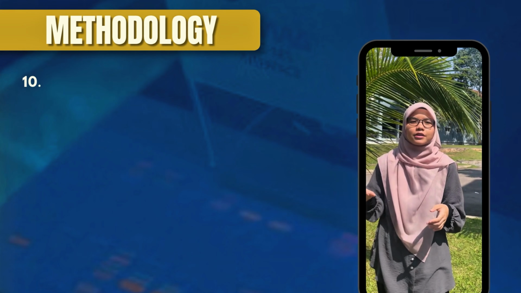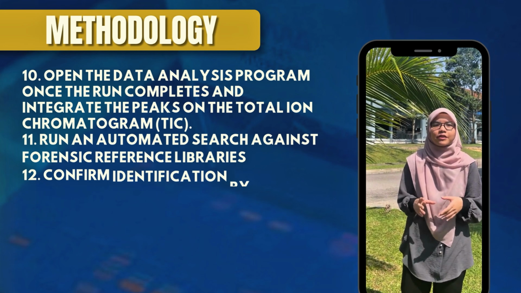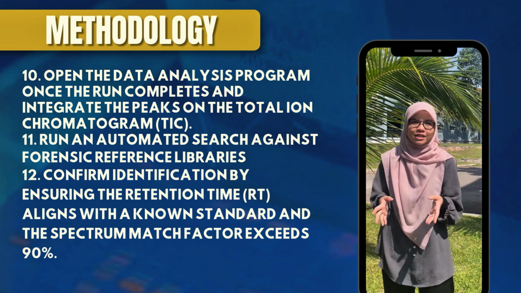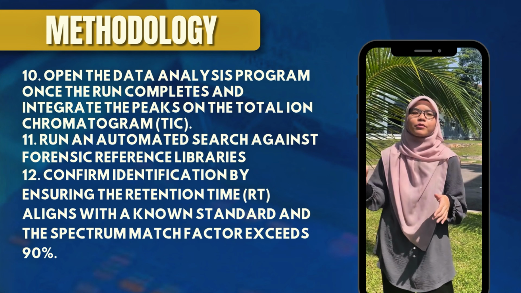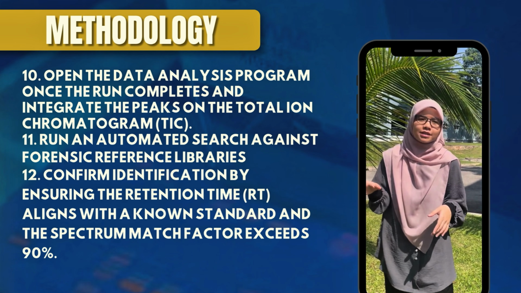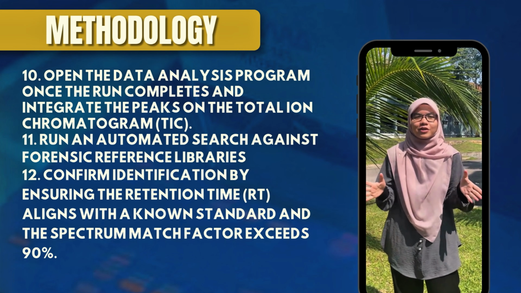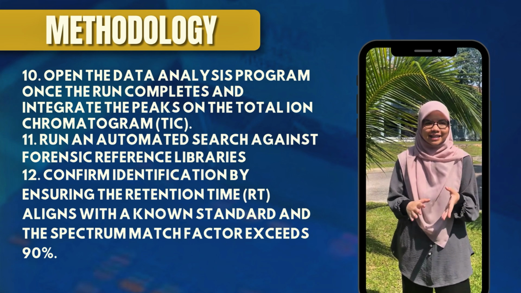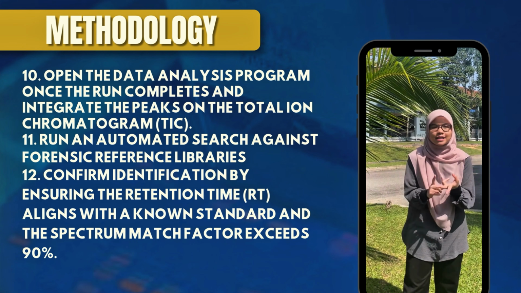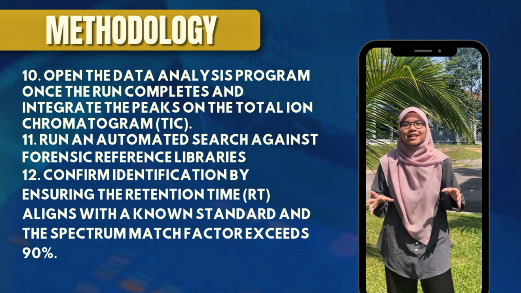Match the total ion chromatogram (TIC) peak retention times of the sample against the reference standard. Run an automated search against forensic reference libraries. At this stage, confirm a positive match only if the retention time matches within 2% and the mass spectral match factor exceeds 90%. Lastly, record the instrument logs, raw chromatograms and library match sheets. Document the chain of custody, sample weight, analytical method used, and definitive qualitative findings for court presentation. That's all from me. Thank you.